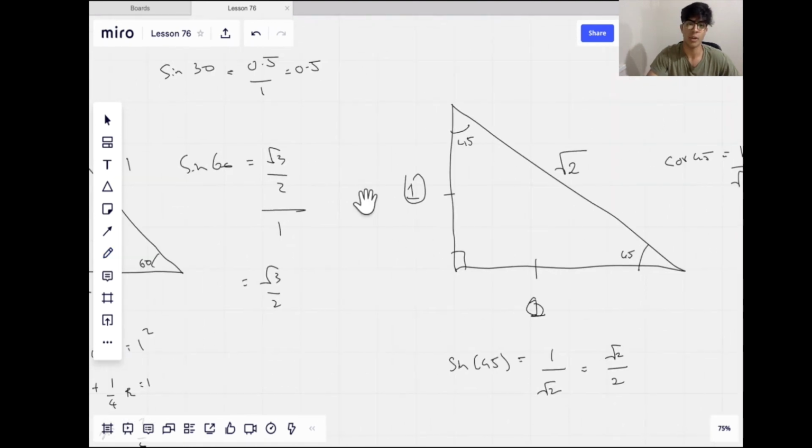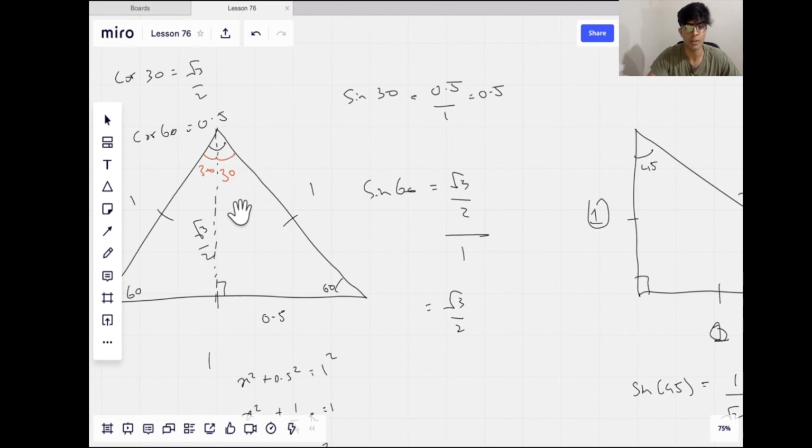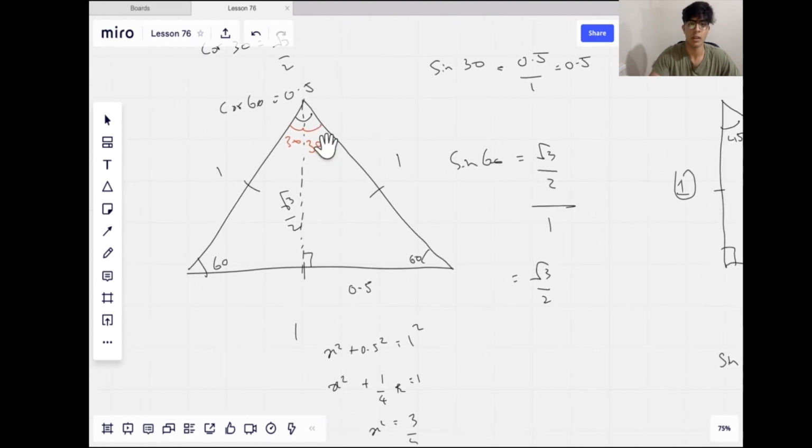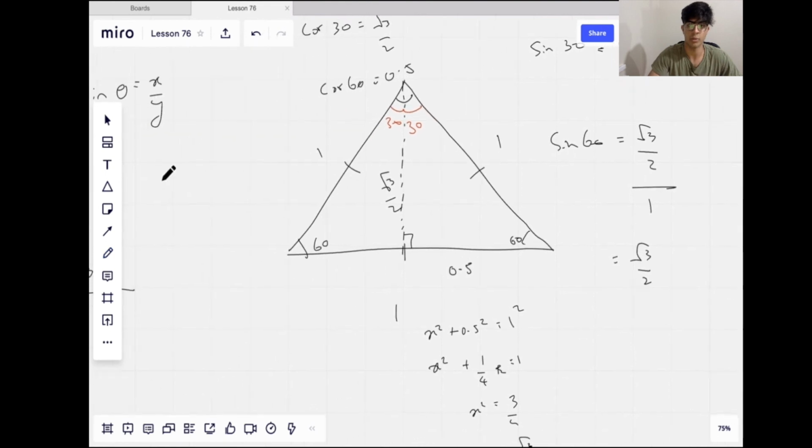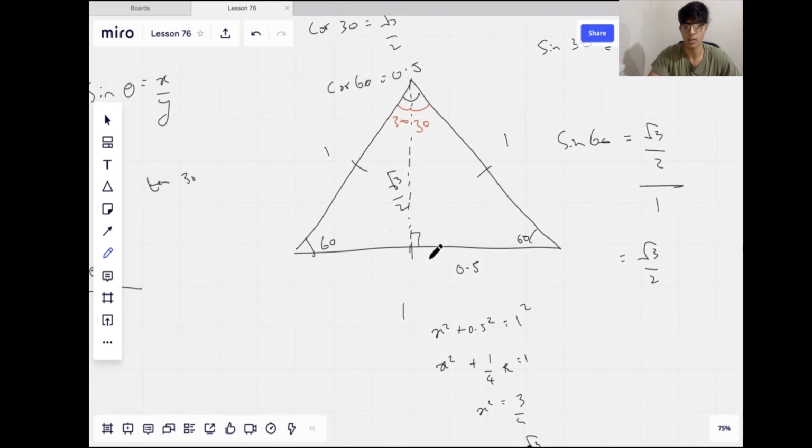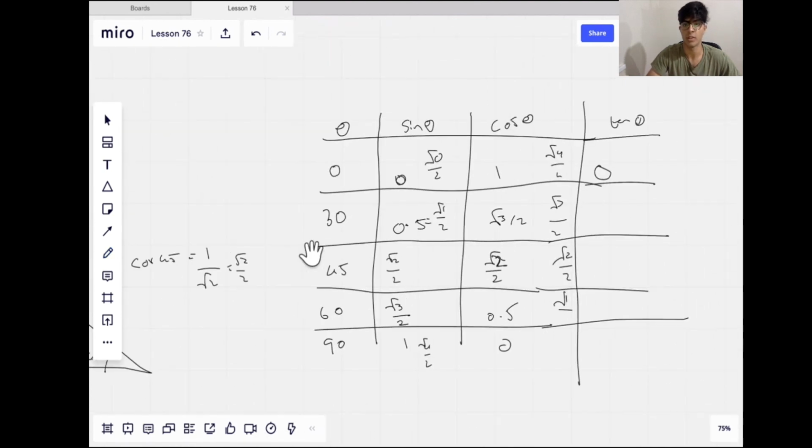If we go to our 30, tan 30 is opposite, which is 0.5, divided by adjacent, which is root 3 over 2. That's 1 over root 3, which is root 3 over 3 if we rationalize that. So tan 30 is root 3 over 3.